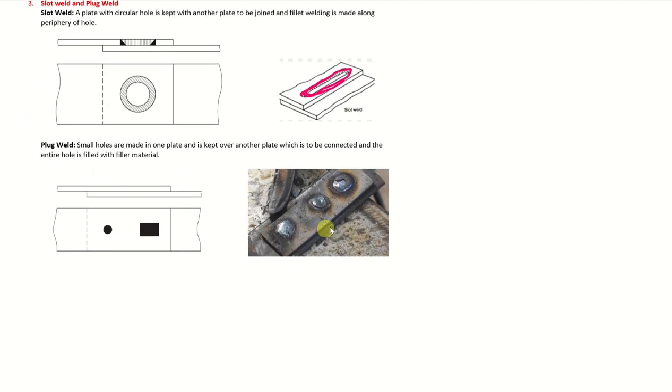And if you see the plug weld, the same kind of two plates which are to be joined together, one plate has a hole and the two plates are joined. That entire hole is filled with the welding. Here only the periphery, right? And here the complete portion will be filled up with the welding, that is called a plug weld.